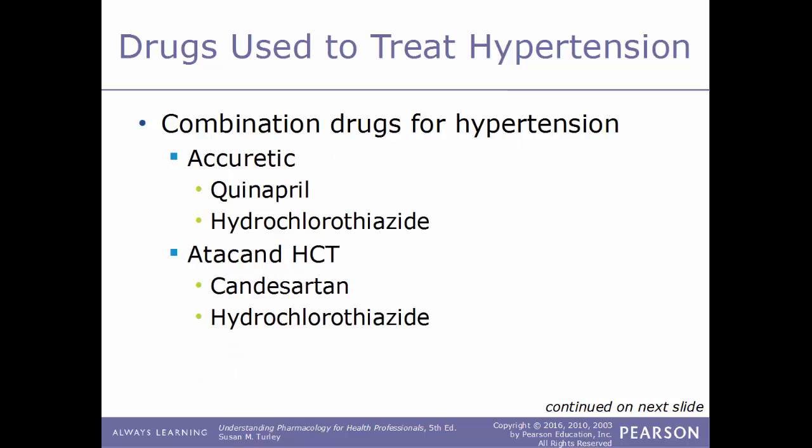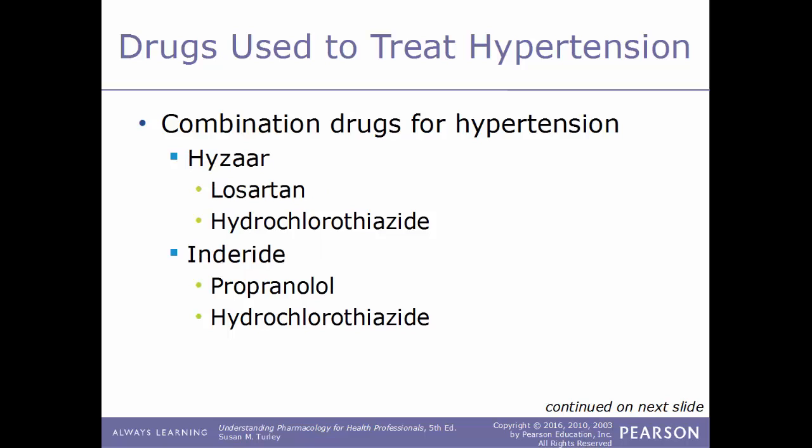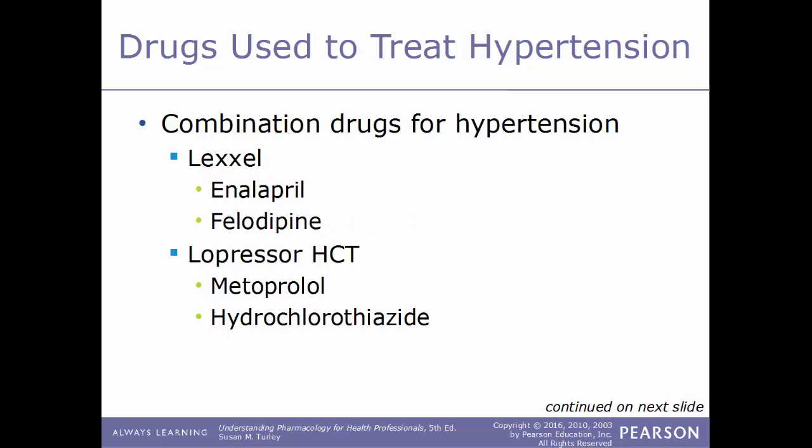Some examples of combination drugs that are used: Acuretic, which is a combination of quinapril and hydrochlorothiazide; Atacand HCT, a combination of candesartan and hydrochlorothiazide. Avalide, which is a combination of hydrochlorothiazide and irbesartan. Diovan HCT, a combination of valsartan and hydrochlorothiazide. Hyzaar, a combination of losartan and hydrochlorothiazide. Inderide, a combination of hydrochlorothiazide and propranolol. Lexxel, which is a combination of felodipine and enalapril.